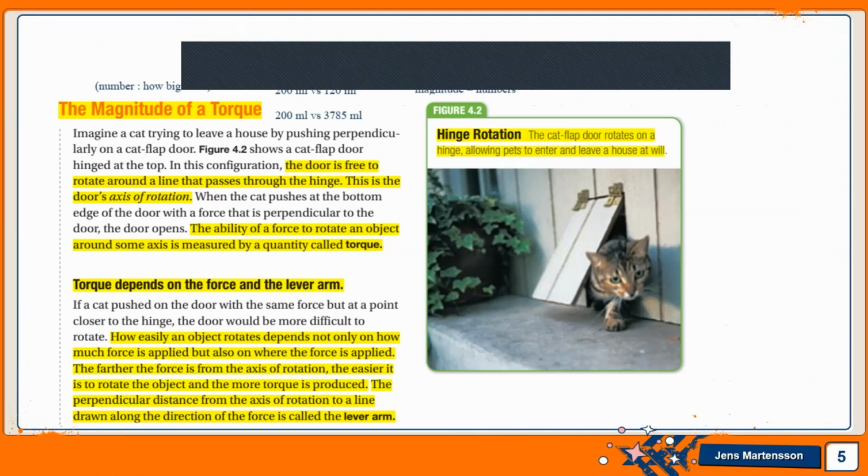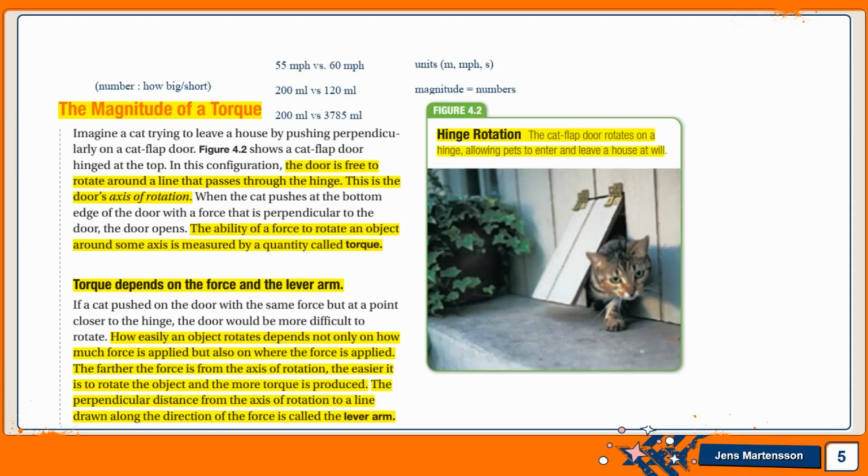How easily an object rotates is going to depend not only on the force, but also on where you apply the force, okay? The farther the force is from the axis of rotation, the easier it is to rotate the object. So more torque is going to be produced. The perpendicular distance from the axis of rotation to a line drawn along the direction of the force is called the lever arm.